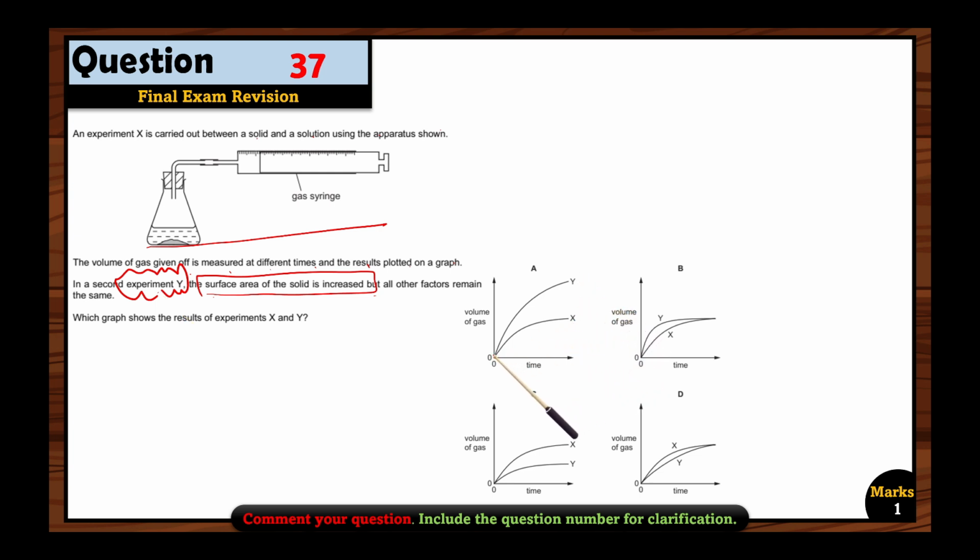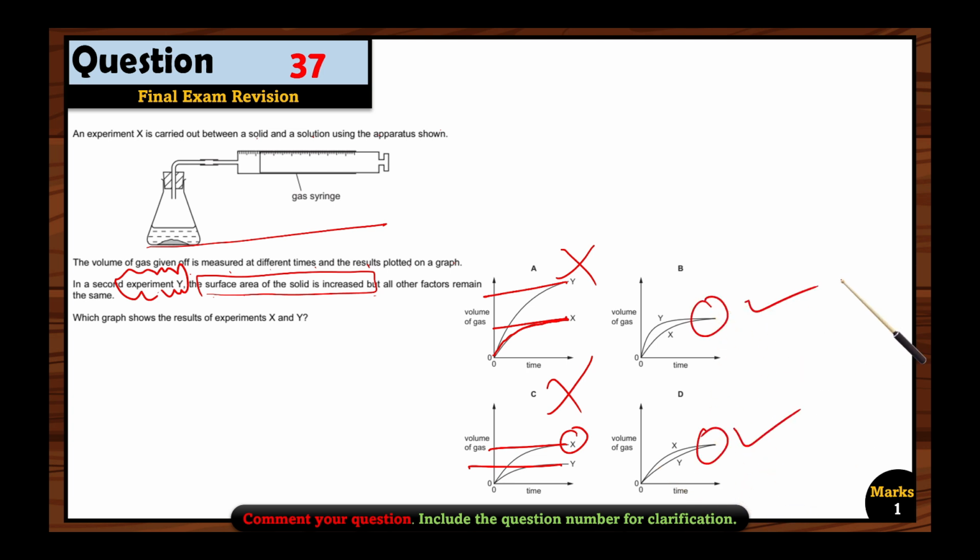So you see here X, right? Increasing the surface area will only increase the rate of reaction, but not the volume. At the end, the product will be the same. So first of all, the product volume should be the same. If you see here, the volume of the gas is more here and less here; here it is less, here it is more. So these two are wrong. The volume should be the same, so these two are the right options.